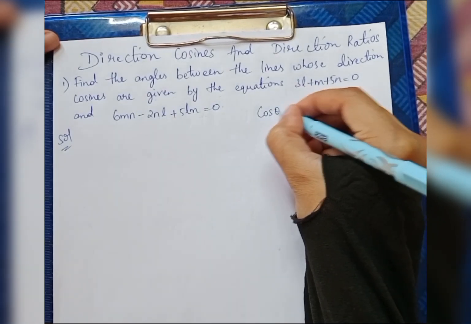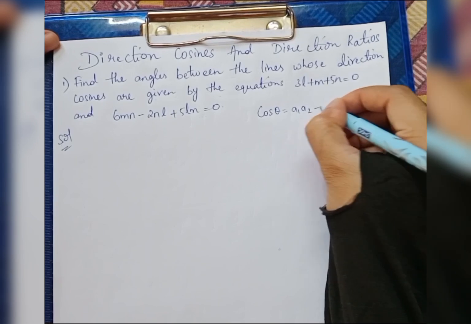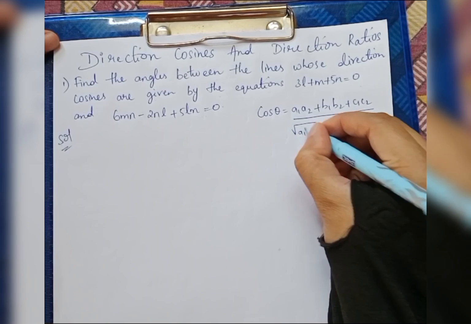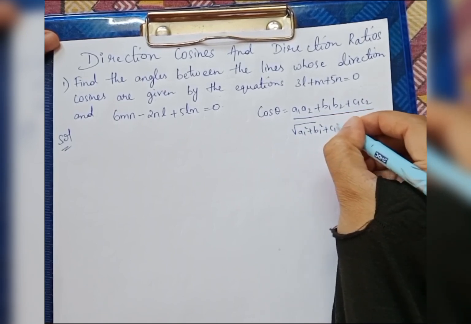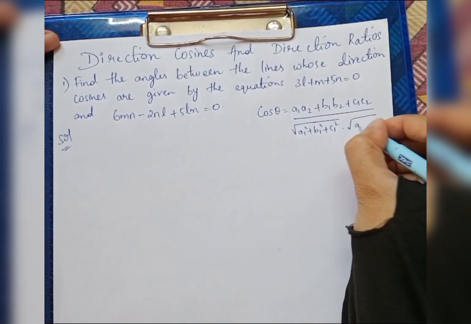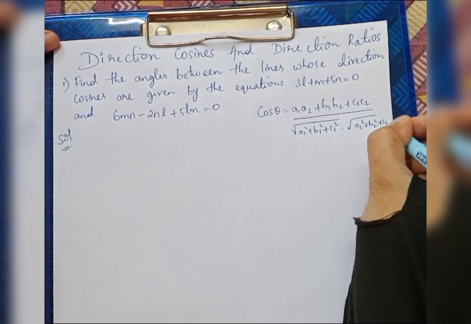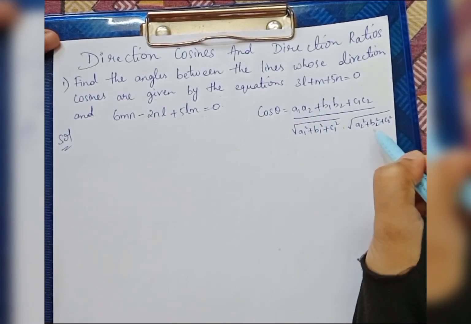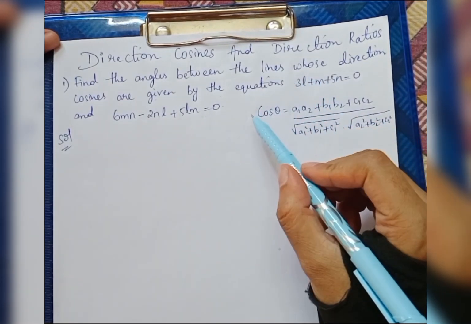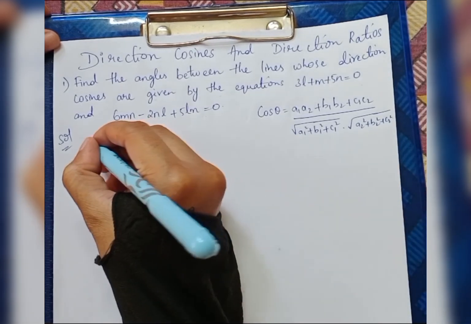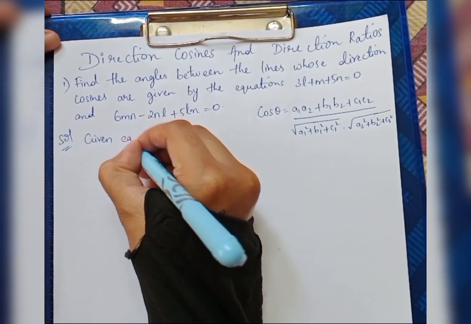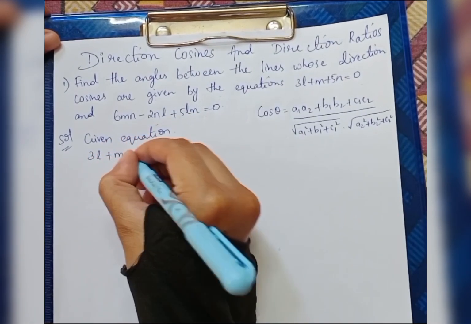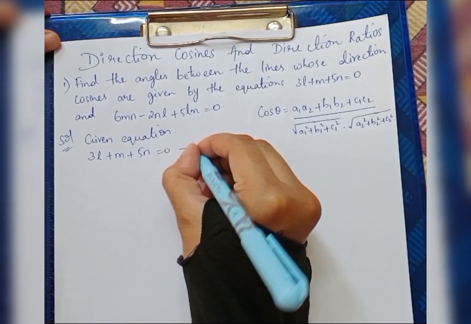What is the formula? Cos theta is equal to a1 a2 plus b1 b2 plus c1 c2 by root of a1 square plus b1 square plus c1 square into root of a2 square plus b2 square plus c2 square. So in order to get the values of a1, b1, c1 and a2, b2, c2, we need to solve these two lines and get the direction ratios. So the given equation is 3l plus m plus 5n equal to 0, the first equation.